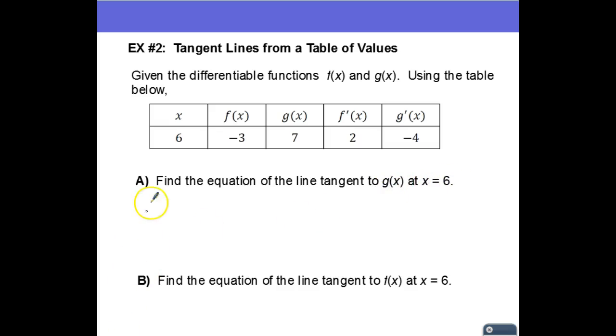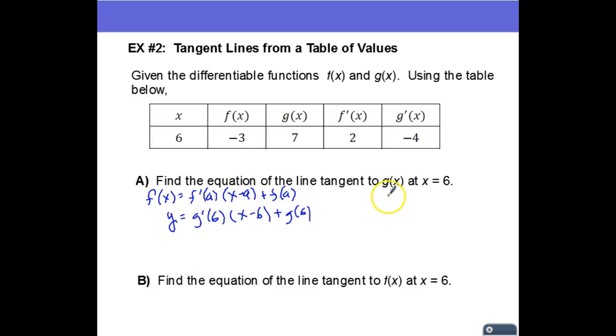What I like to do first is to begin with my point slope formula. So I'm just going to write f of x equals f prime of a times quantity x minus a plus f of a. And in this particular problem, this is going to translate to y equals g prime of 6 times x minus 6 plus g of 6. So I need to find out a couple of things. I need to find out what g of 6 is and what g prime of 6 is.